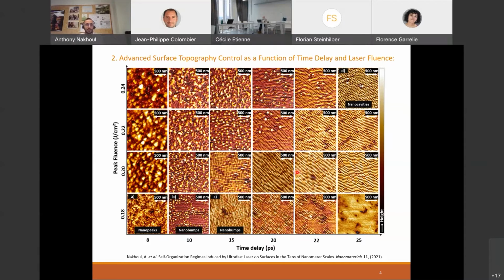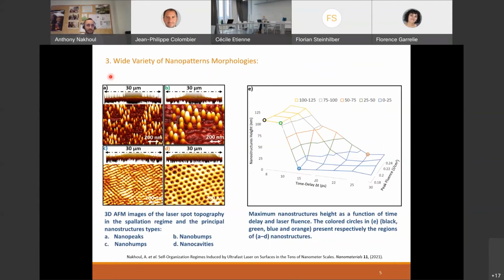Now I want to present the three-dimensional AFM images in order to understand more and see more clearly the observed nanostructures. Here in this image, we have a 3D AFM image of the laser spot topography, and we can see that it's in the spallation regime. The nanostructures are also above the surface. And in D, when we increase the fluence, the spot diameter also increases compared to the other ones.